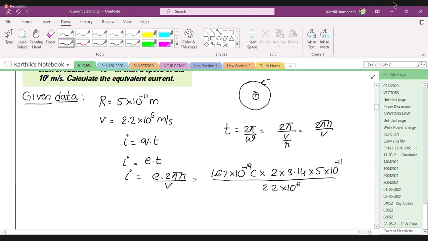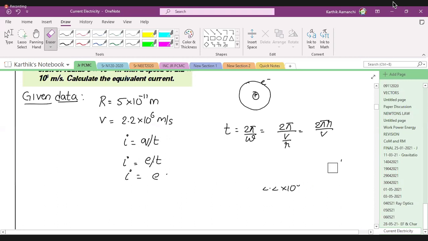22 by 7. Sir, I is Q by T. Yes, sir. You took Q into T. I is equal to Q by T. See, I have made a mistake. E divided by 2 pi R by V. So EV divided by 2 pi R.